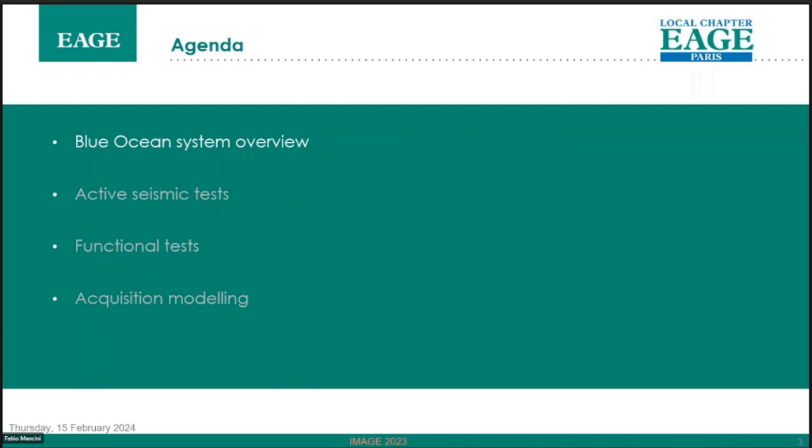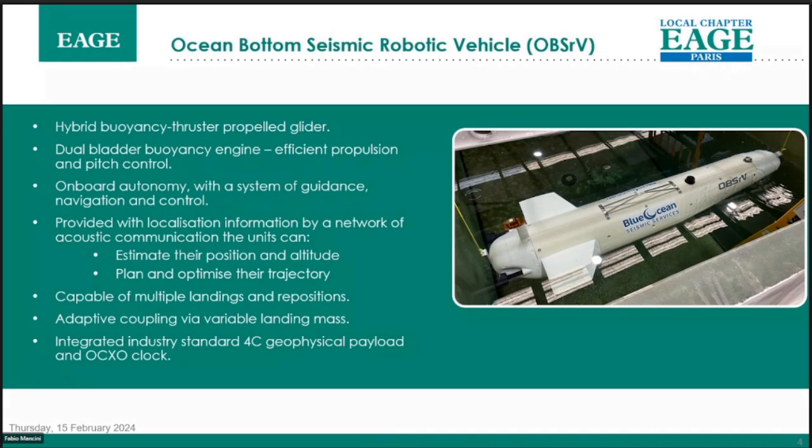So on the agenda, I'm going to start with a quick overview of the entire system. The central part is obviously the units themselves, and you can see the current unit here on the right. It's really a classical glider, but it has hybrid propulsion. It uses buoyancy, but also thrusters.